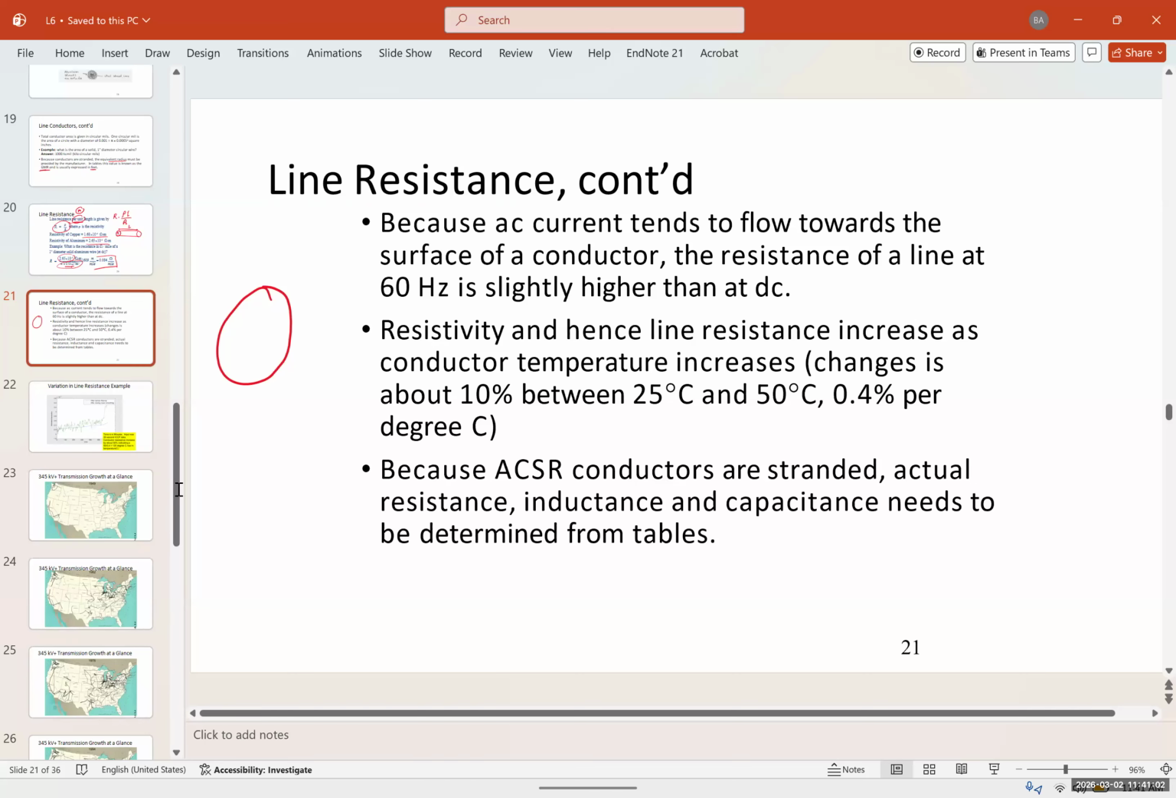Because ACSR conductors are stranded, actual resistance, inductance, and capacitance need to be determined from tables. All manufacturers provide these tables, and it's going to help you with that.